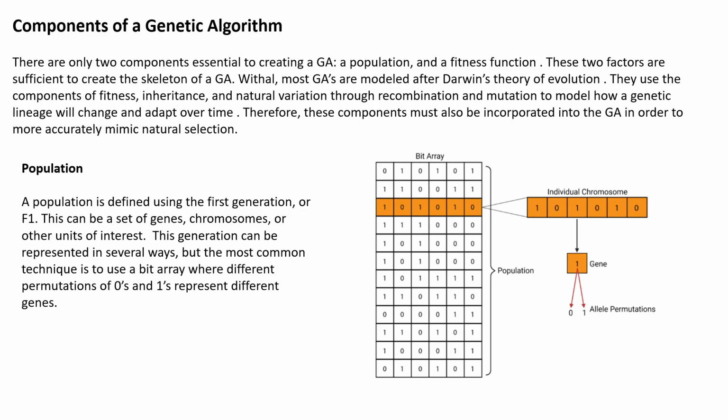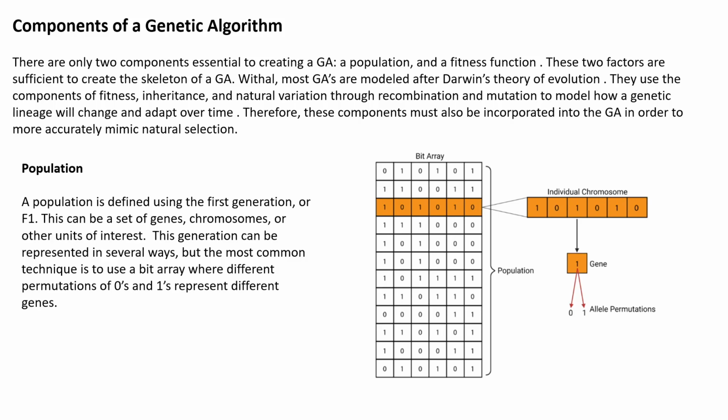This population is defined using the first generation or F1. As in genetics, how we define population, the first generation is known as the F1 generation. Your F0 will be your mother and father, and your F1 will basically be your population. So a population is defined using the first generation or F1.